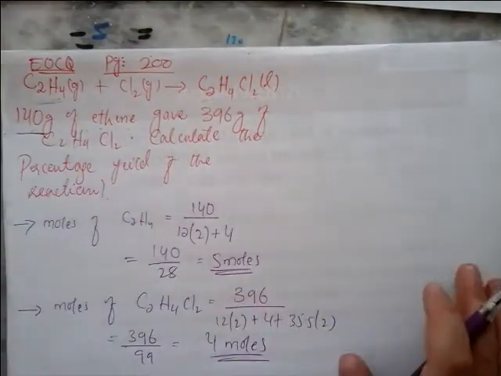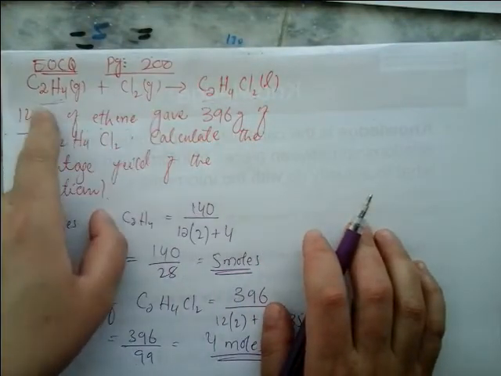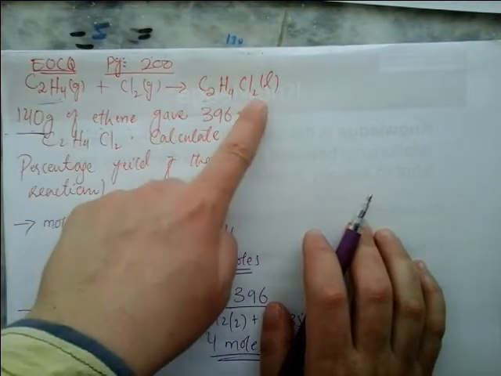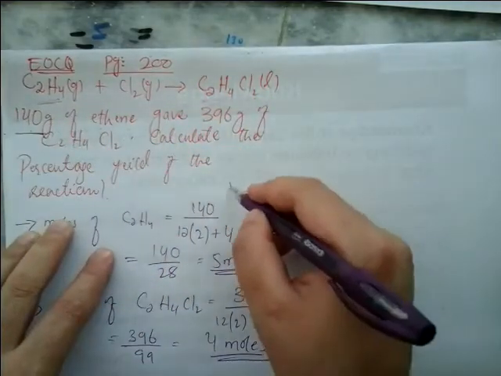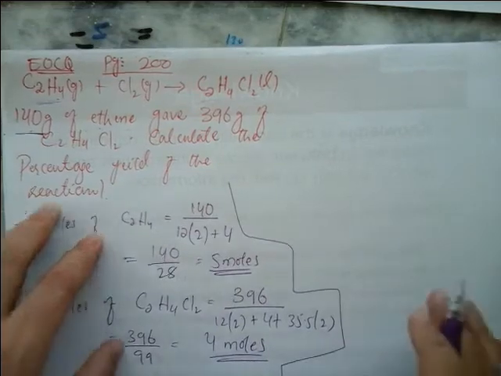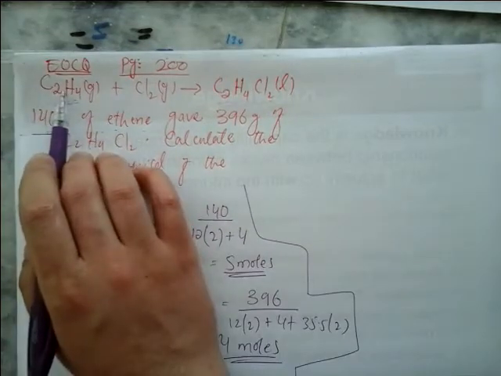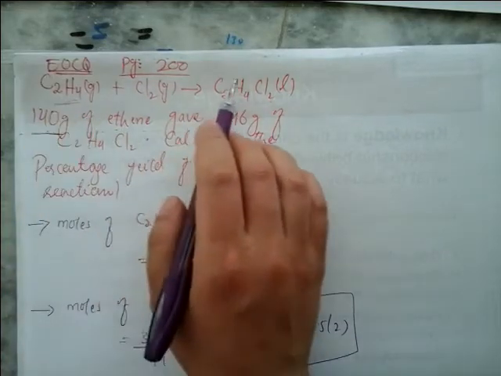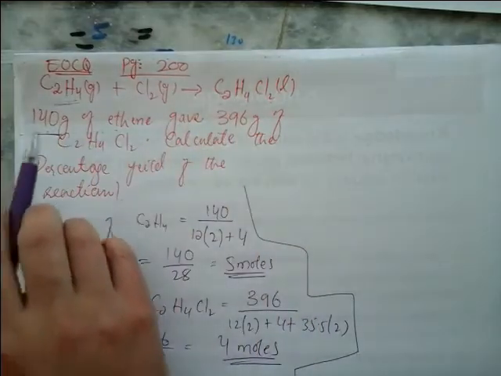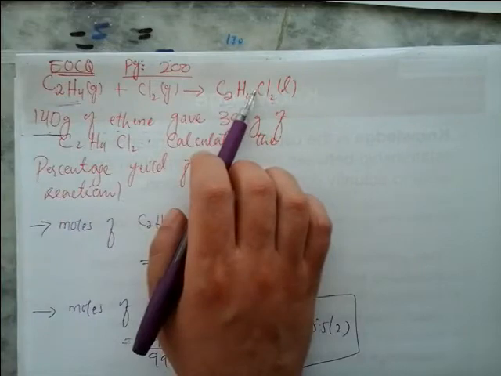Okay. So now if you see, the equation is balanced. The number of carbon atoms, chlorine atoms, hydrogen atoms, all of these are equal, so there is no need to balance the equation. Now if you consider 1 mole of ethene, it gives 1 mole of chloroethane, but here 5 moles of ethene gives 4 moles of chloroethane.